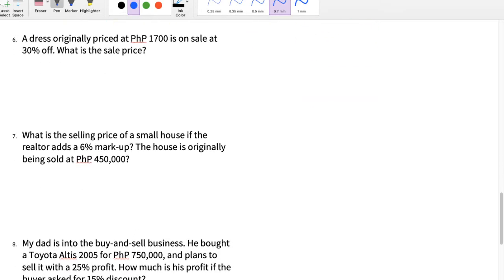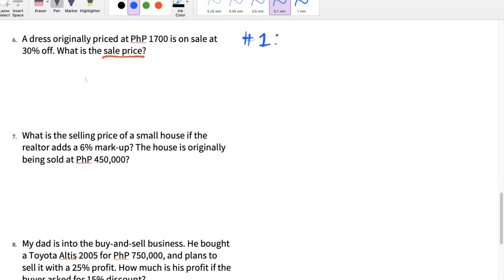Number 6. A dress originally priced at 1,700 is on sale at 30% off. What is the sale price? Okay, so take note, sale price ang hinahanap. So may dalawa tayong method to solve this. May dalawa tayong ways to solve this. Let's try the first one muna.